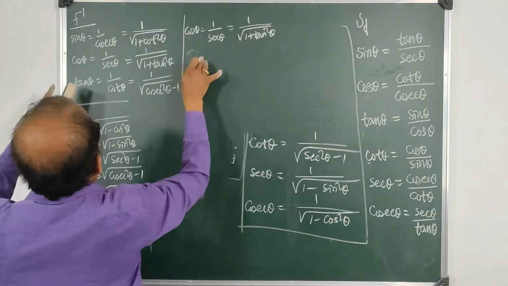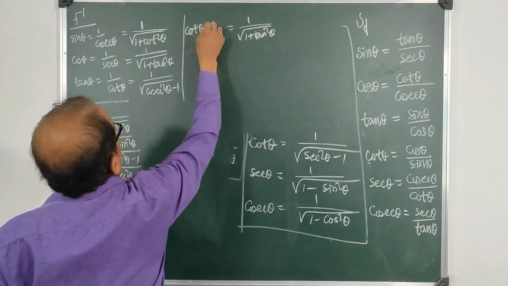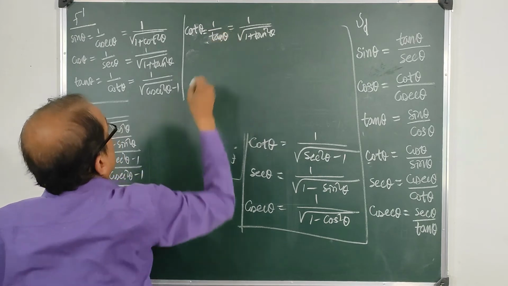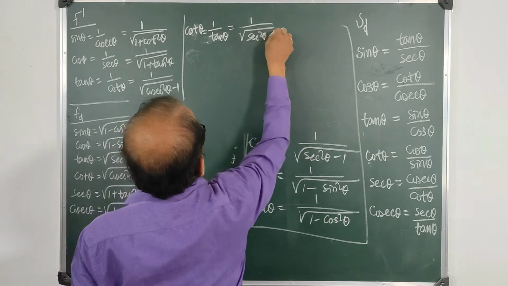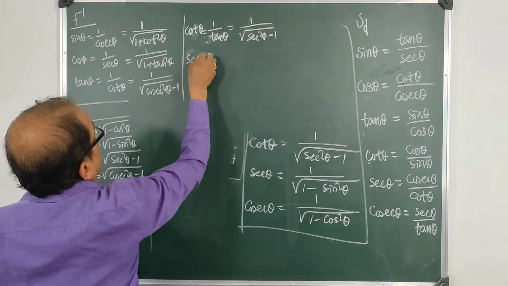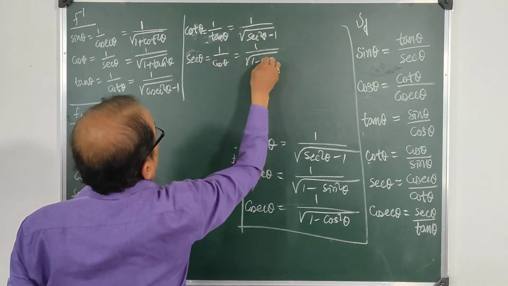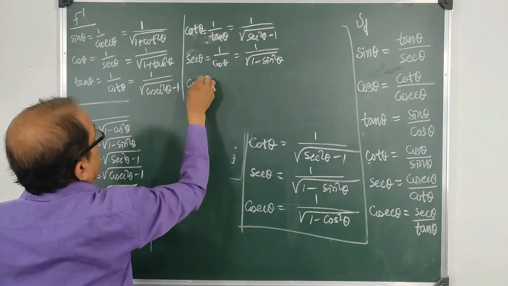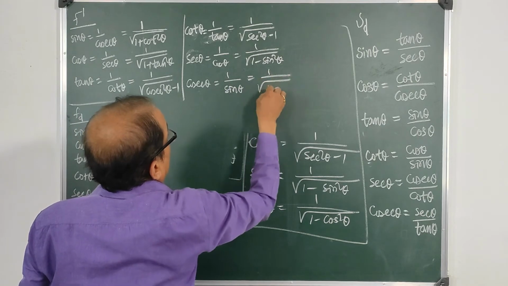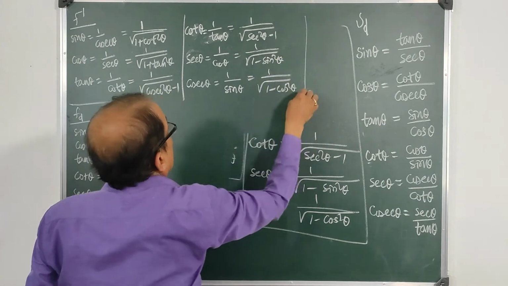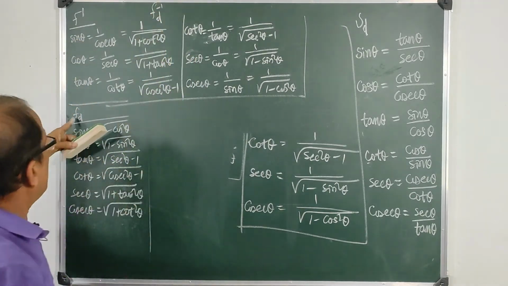Tan theta, we have already sin cos tan cot, this is cot theta. Cot theta is equal to 1 upon tan theta. So this will be 1 upon root over sec square theta minus 1. Then sec theta is equal to 1 upon cos theta, which is 1 upon root over 1 minus sin square theta. And cosec theta finally is 1 by sin theta, which is 1 upon root over 1 minus cos square theta. So we have got 3 sets, the F set, the F inverse set and the FD set.